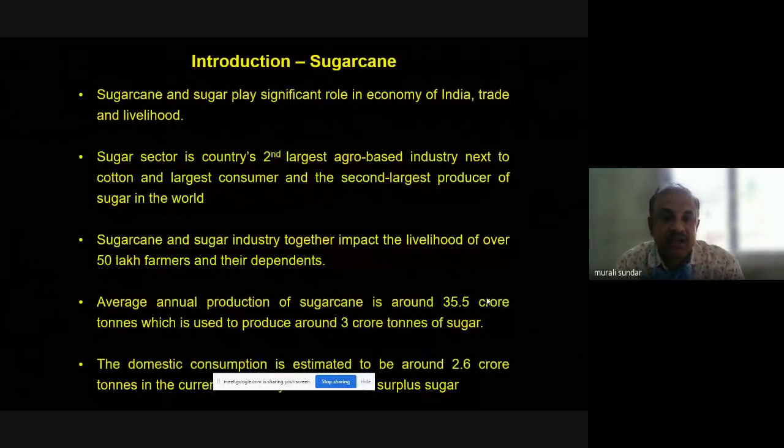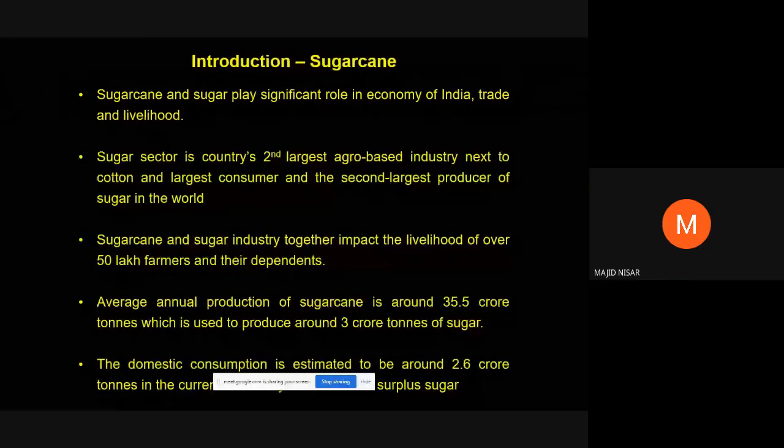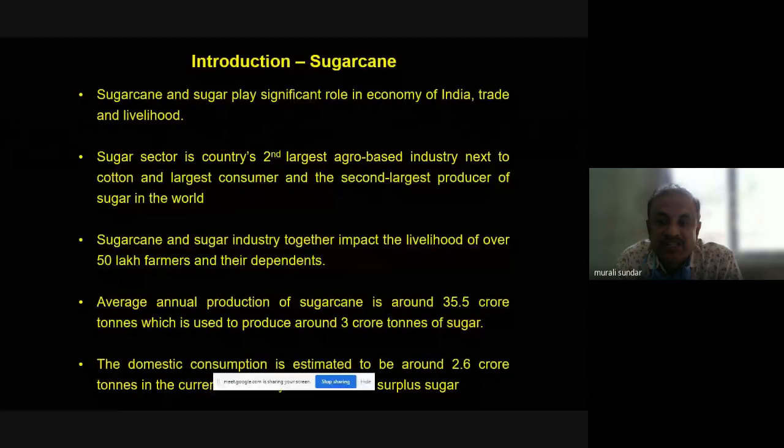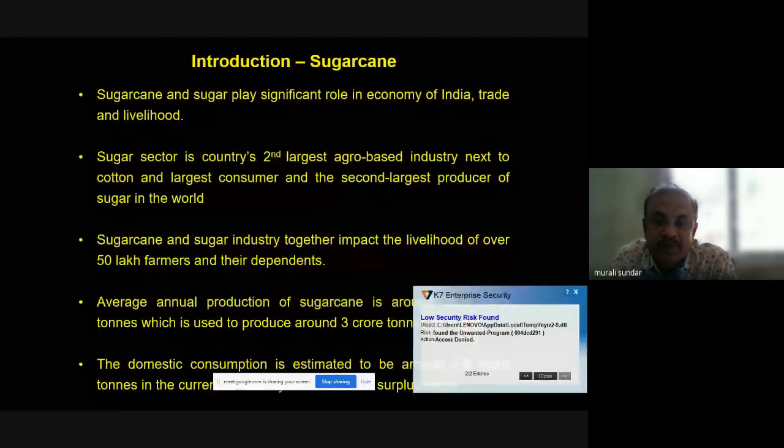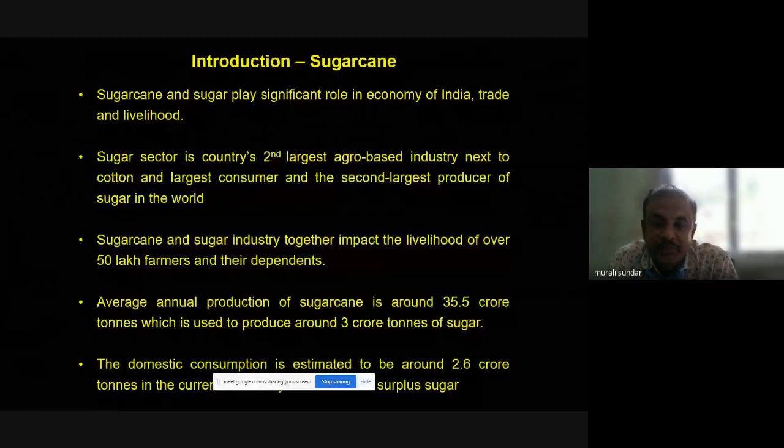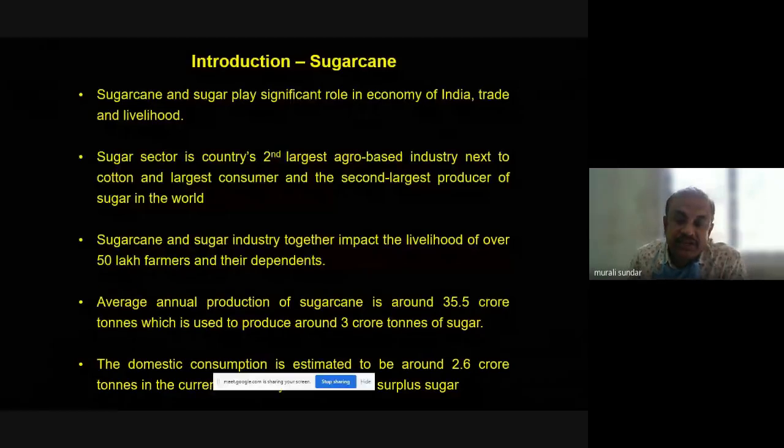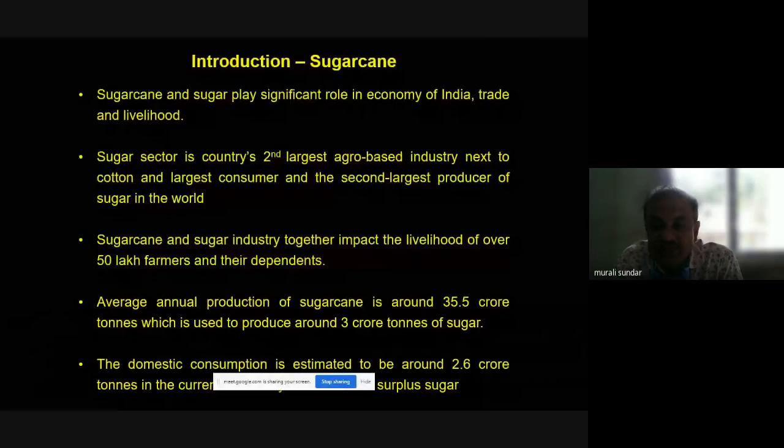Coming to the introduction, sugarcane and sugar play an important role in India for trade and livelihood. The sugar sector is the country's second largest agro-based industry, next to cotton, and India is the largest consumer and second largest producer of sugar in the world. Sugarcane and sugar industry together impact the livelihood of over 60 lakh farmers with their dependents. Over 50 lakh hectares of sugarcane are cultivated throughout the country. Average annual production of sugarcane is around 365 million tons.